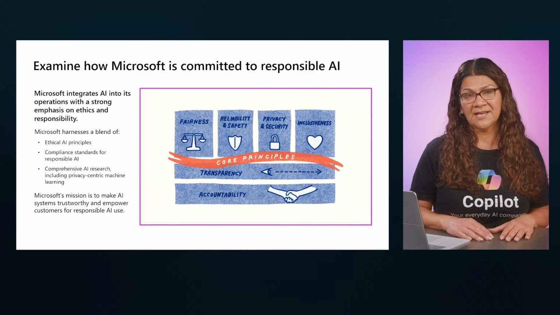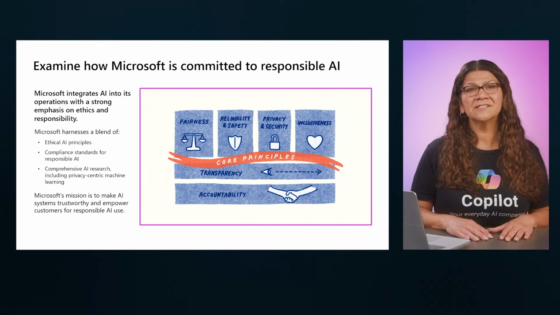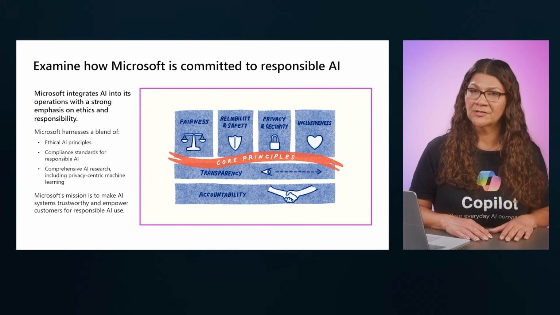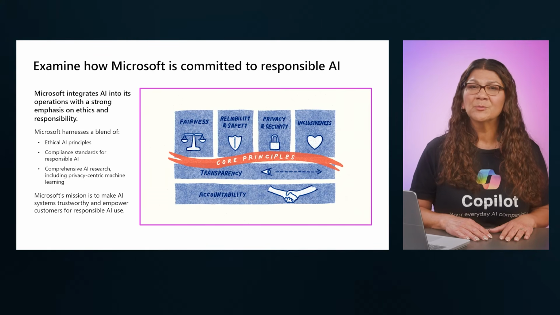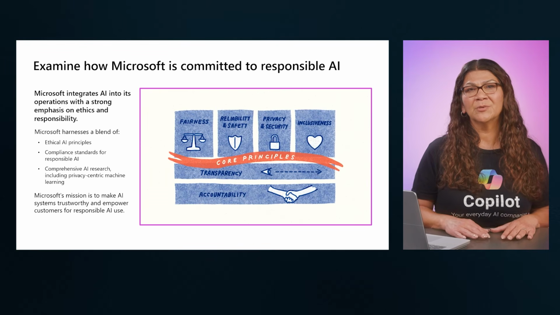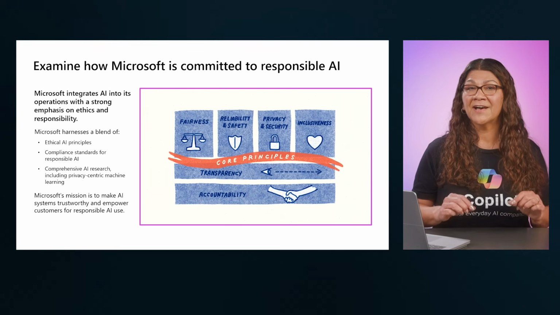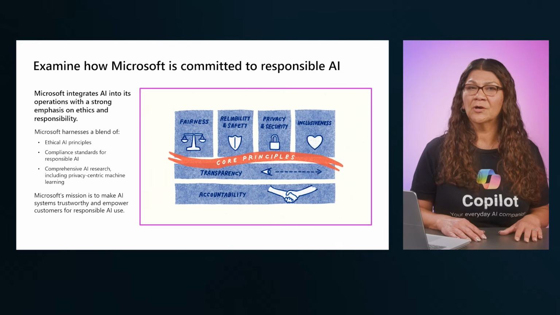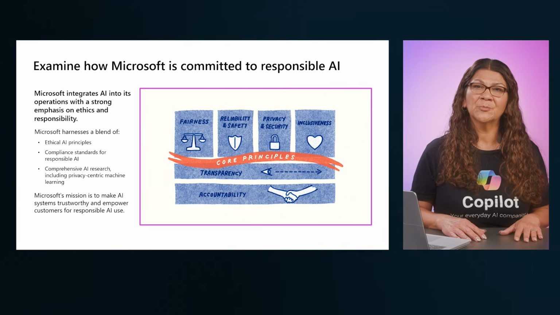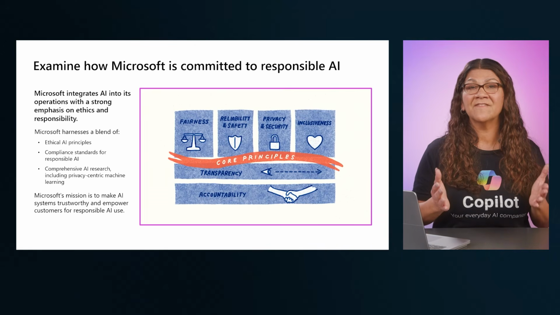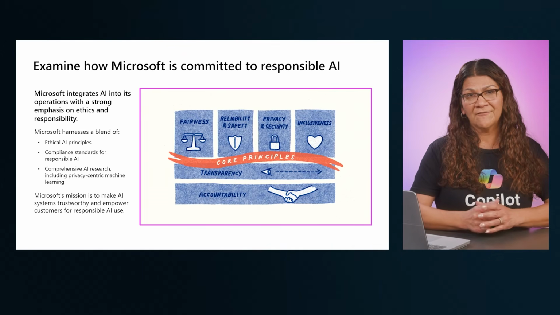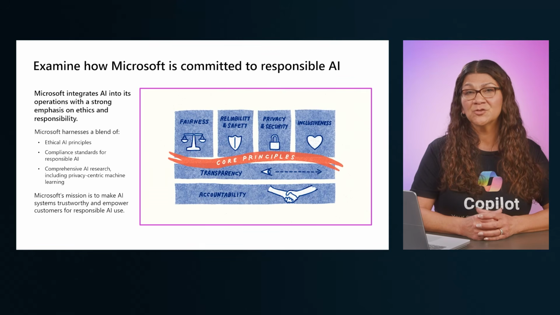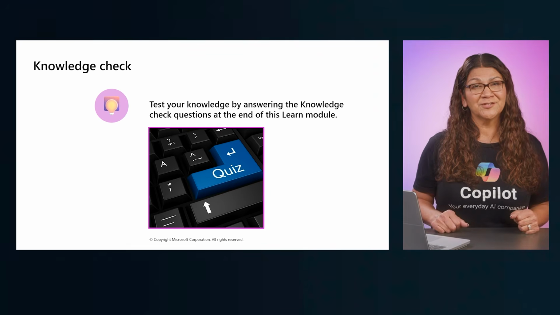governance, and ethical standards. Best practice here is to treat Copilot as a partner, reviewing outputs, providing clear prompts, and applying your expertise as the final decision maker. With responsible AI at its core, Microsoft 365 Copilot empowers you to work faster, smarter, and more confidently without compromising trust or safety. Now it's time for our knowledge check.